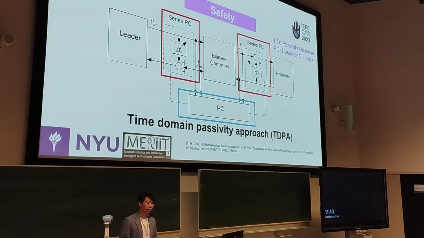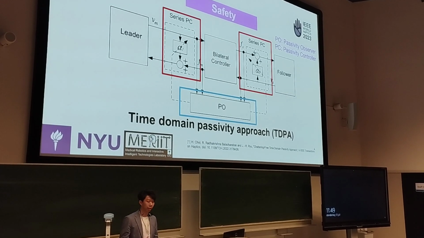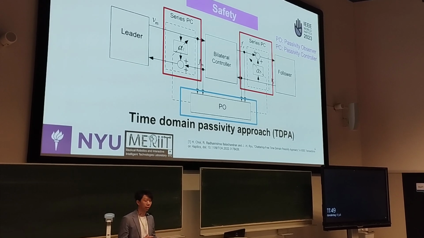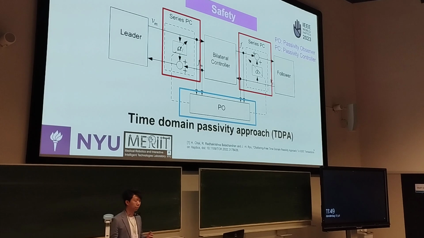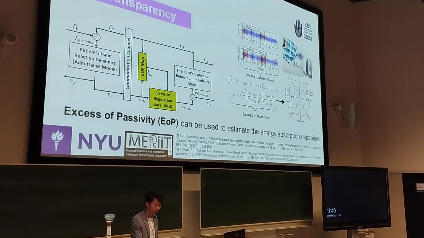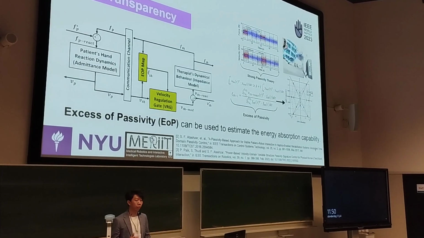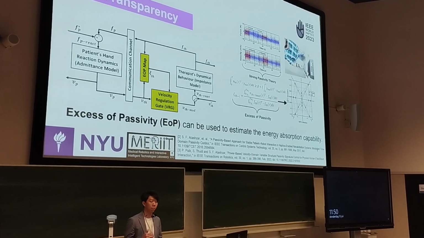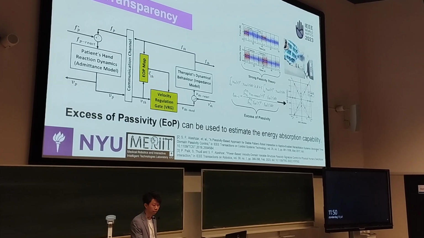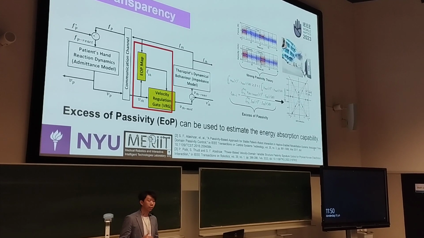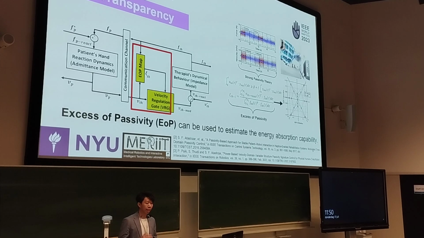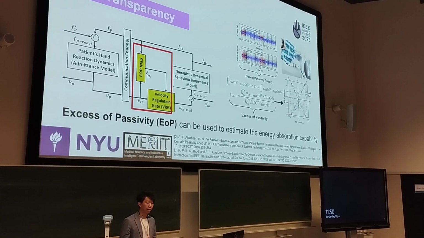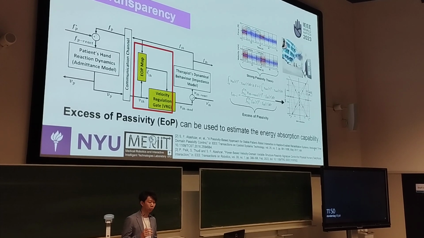However, even though the system can stay stable after implementing the stabilizer, the cost is that the delivered force and velocity are modified, and the system's transparency is degraded. So in order to improve the transparency of the system, some researchers have incorporated the human biomechanics into the stabilizer design, which means that when we are designing the stabilizer architecture, the energy absorption capability of the human, which is related to the concept of excess of passivity, is taken into account.